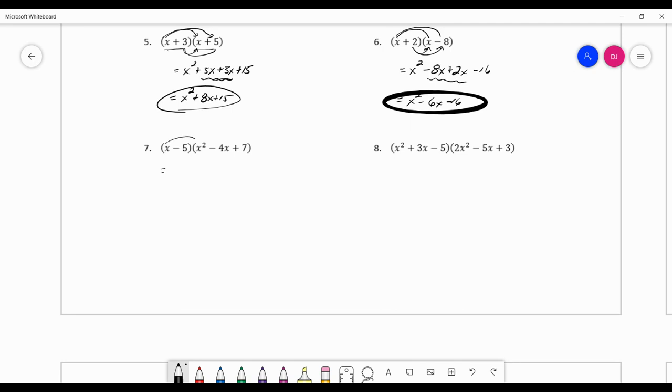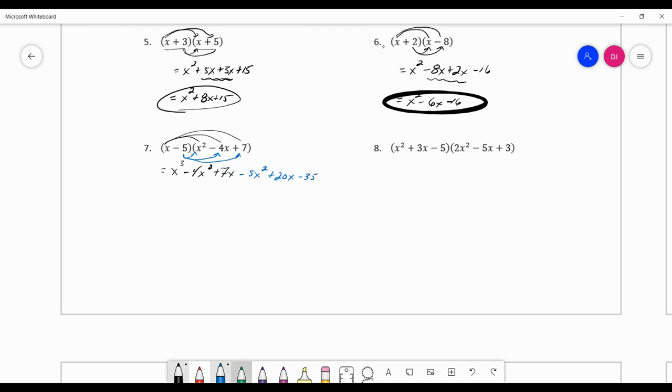We're going to multiply x times x squared is x cubed. X times negative 4x is negative 4x squared. X times 7 is 7x. Okay. Now we're going to take the negative 5 and we're going to distribute. I'm going to change colors here because I want to show you something. We're going to do negative 5 times the x squared is a negative 5x squared. Negative 5 times negative 4x is a positive 20x. Negative 5 times 7 is a negative 35.